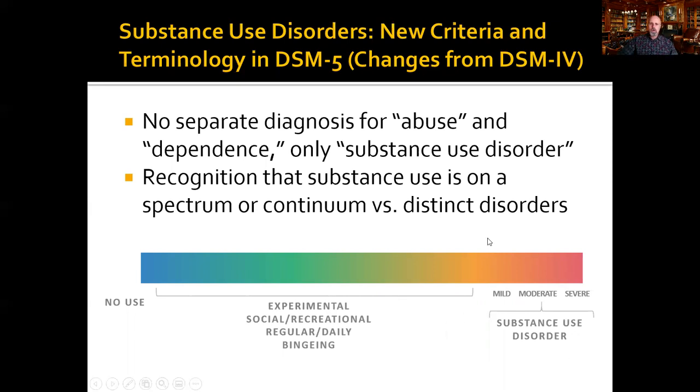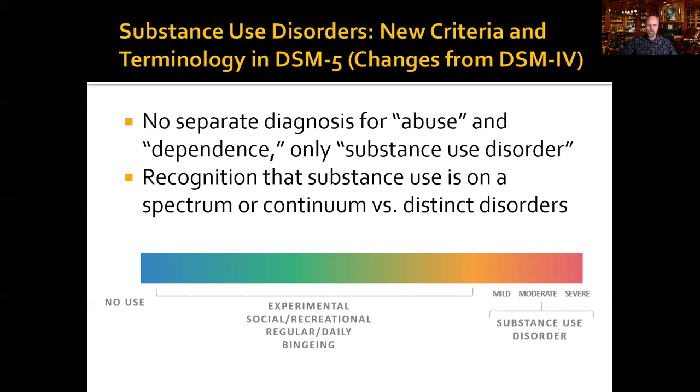The model here of the spectrum is listed below, and it's helpful to understand how this is now depicted. On the very far left side would be no use. Person doesn't use substances at all. And then there's a huge segment of people who use substances experimentally, meaning they use them just periodically. Maybe somebody experiments with psilocybin mushrooms. They've never used them before, and a friend says, hey, you want to try mushrooms? And they're like, yeah, sure, I'll try mushrooms. That's experimental use.